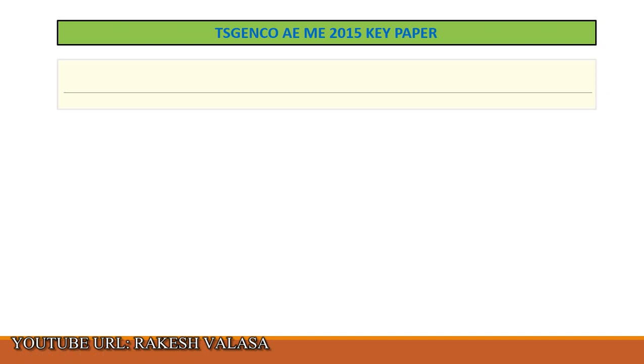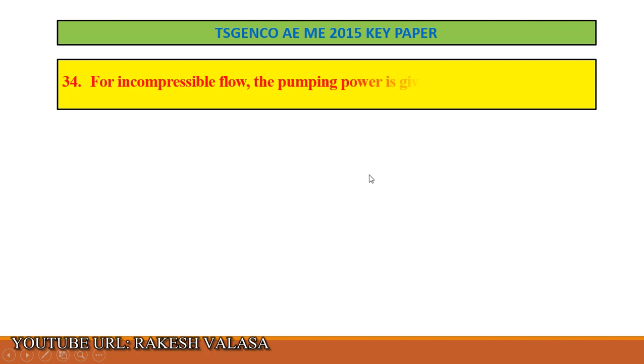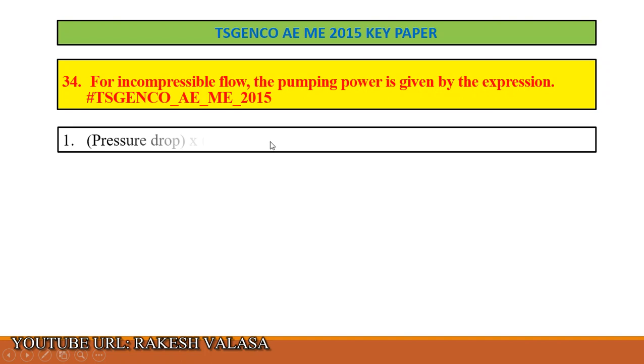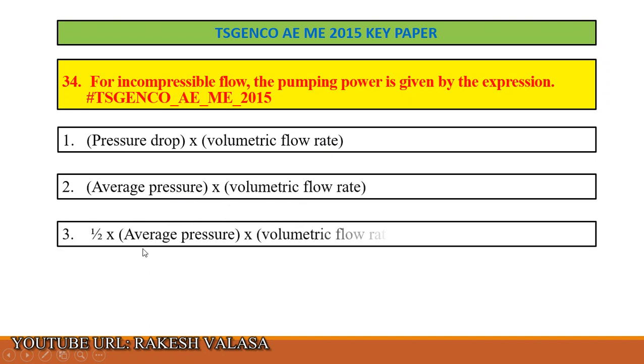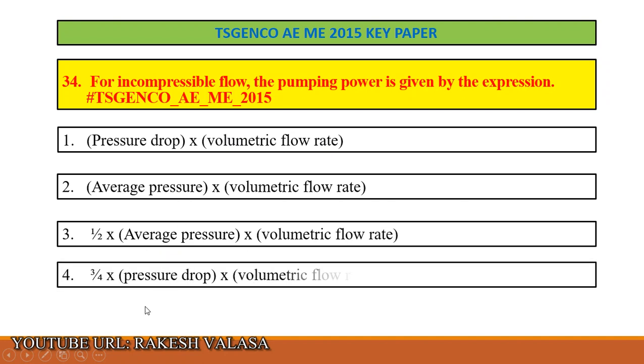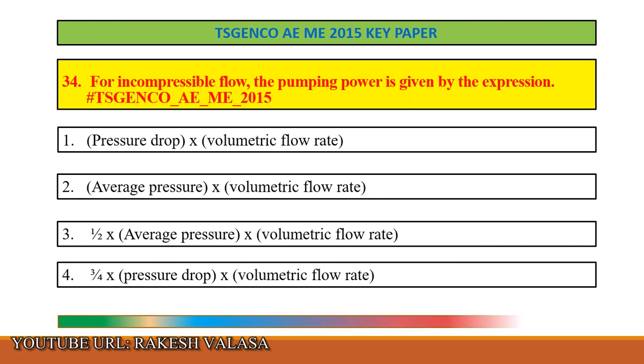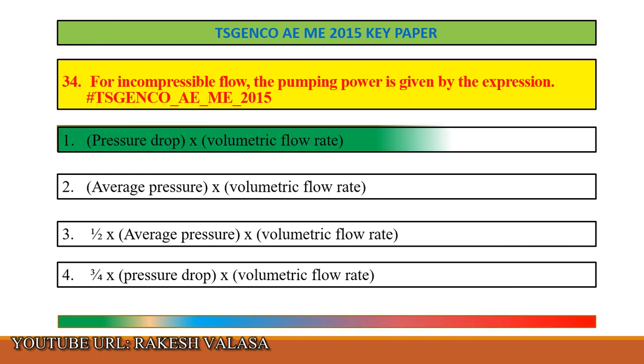Question number 34. For incompressible flow, the pumping power is given by the expression: option 1, pressure drop into volumetric flow rate. Option 2, average pressure into volumetric flow rate. Option 3, 1 by 2 into average pressure into volumetric flow rate. Option 4, 3 by 4 into pressure drop into volumetric flow rate. The correct answer is option 1, that is pressure drop into volumetric flow rate.